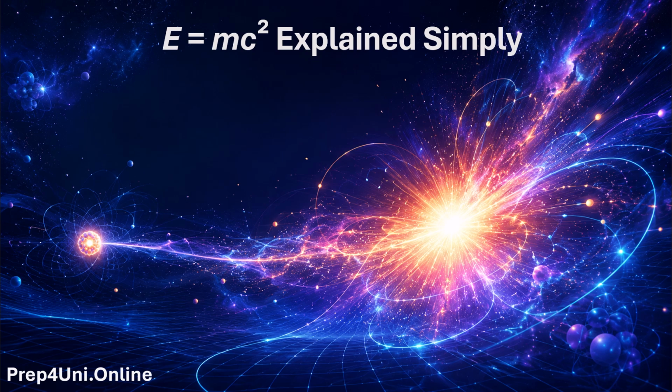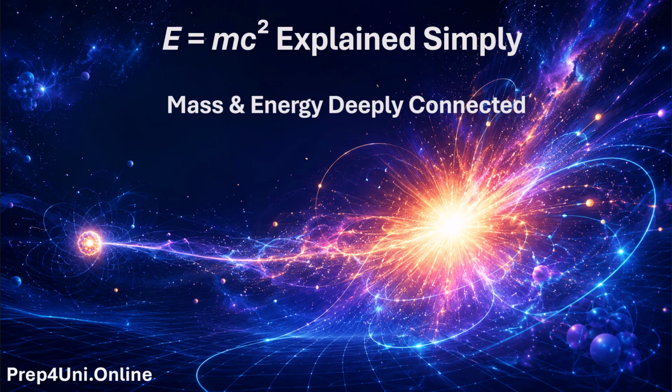Einstein's equation, E equals mc², is one of the most famous equations in science. Many people have seen it, but fewer people understand what it really means. At its heart, the equation tells us something profound. Mass and energy are deeply connected. Mass is not just stuff. It is a form of stored energy.